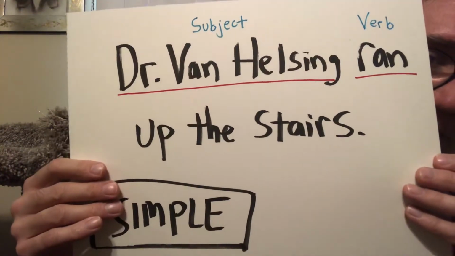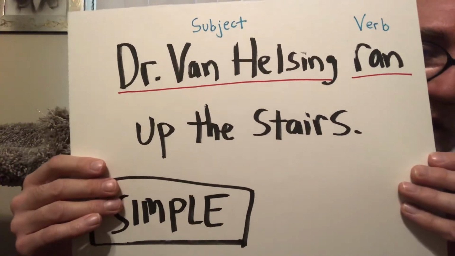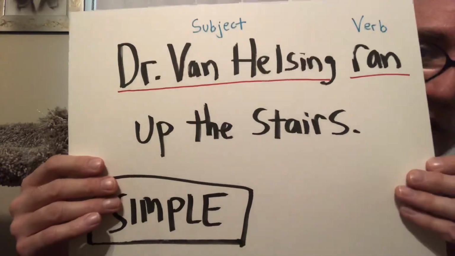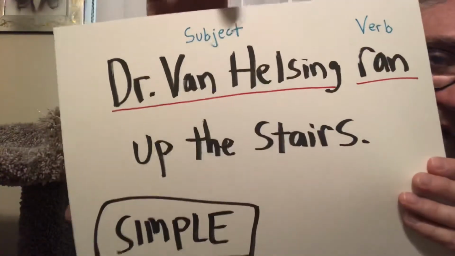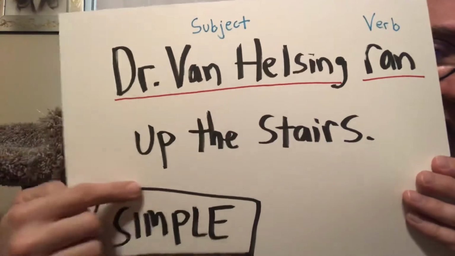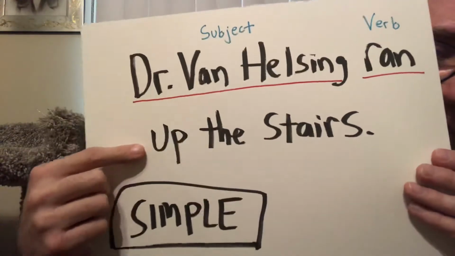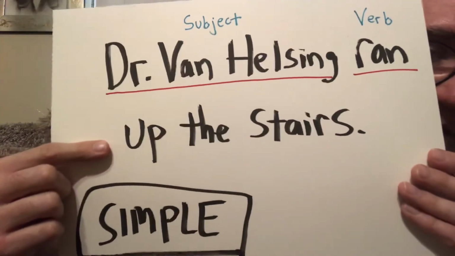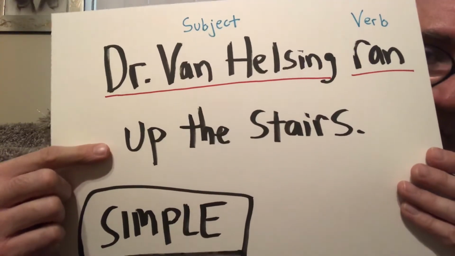And here we are. So we have "Dr. Van Helsing ran up the stairs." The subject here is Dr. Van Helsing. The verb is ran. And "up the stairs" is just a prepositional phrase that adds some additional information to the sentence.